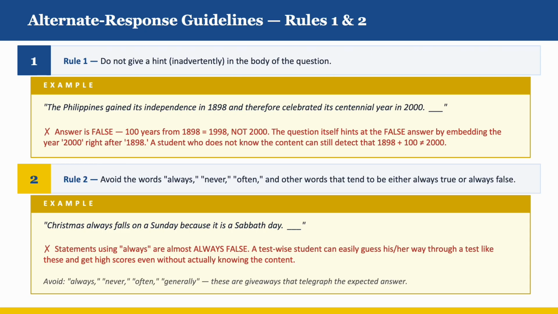always false. And students who've been around long enough figure this out. So a test-wise student will just look for always or never and automatically answer false without knowing the content at all. So words to avoid: always, never, often, generally. These are what we call giveaways. They telegraph the expected answer to students who haven't studied.